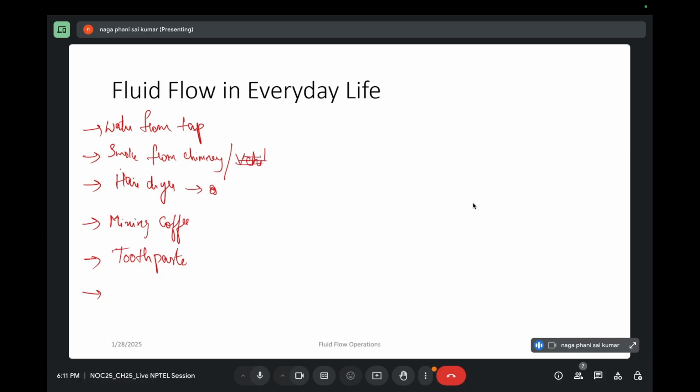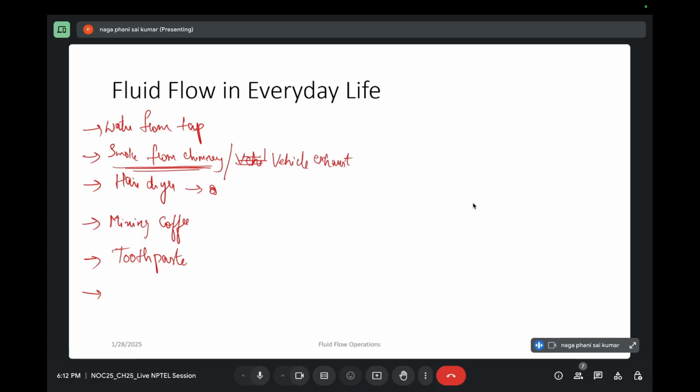So can someone tell me an example similar to this smoke from chimney? So where does smoke come from apart from chimney? Vehicle exhaust. That is also an example of fluid flow, right? Smoke is coming out of your exhaust pipe. And any other examples?